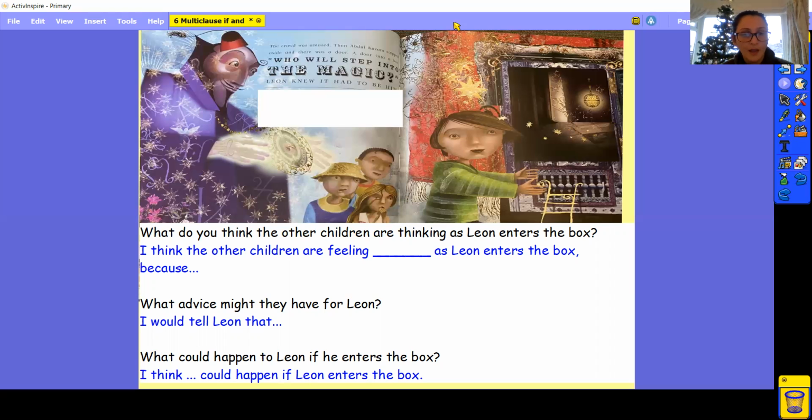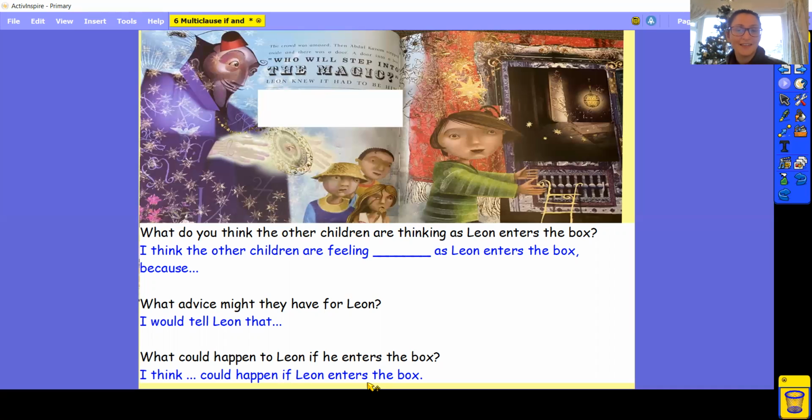So what do you think could happen to Leon if he enters the box? So you've got your sentence starter. I think blank could happen if Leon enters the box. So again, have a quick pause. You want to write it down so I can see your ideas. I would love to see that.